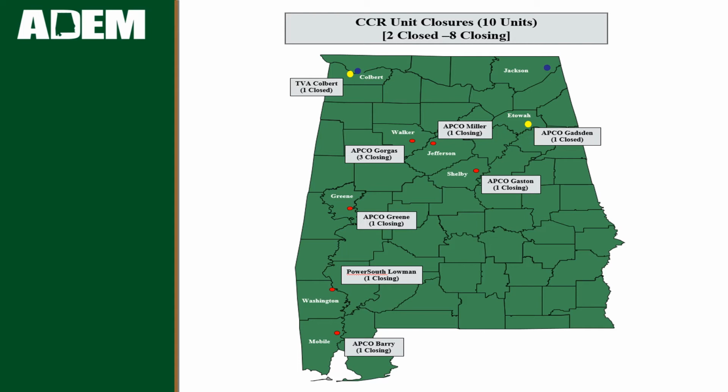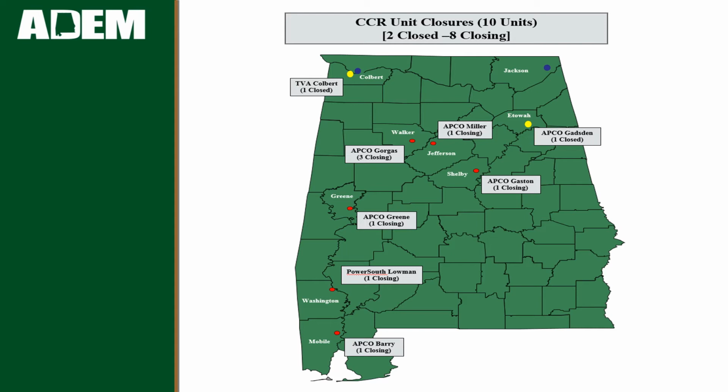This figure is very similar to a previous slide that indicated the location of the 14 CCR units throughout the state. This figure indicates the location of the 10 CCR units that have closed, are in the process of closing, or, in the case of the 1 CCR unit, will begin closure in October of 2020. The 6 red dots indicate the CCR units that are initiating closure. Please note that 1 facility has 3 units closing.